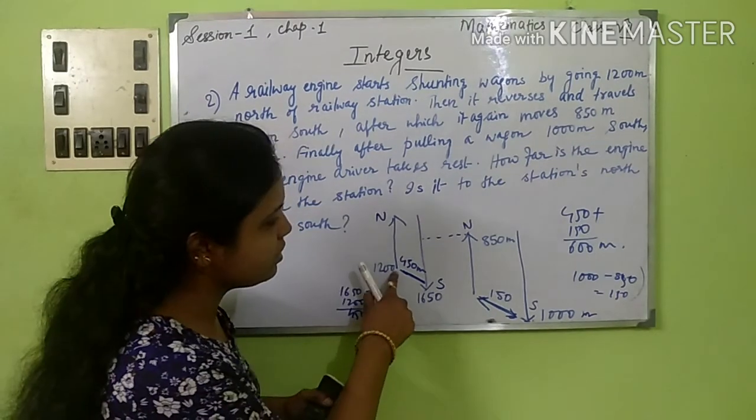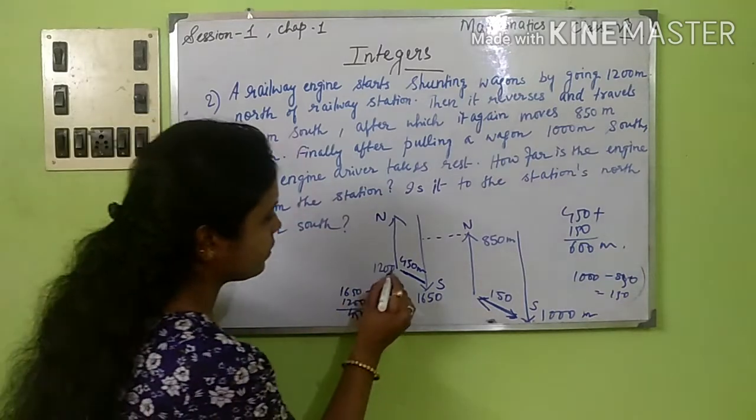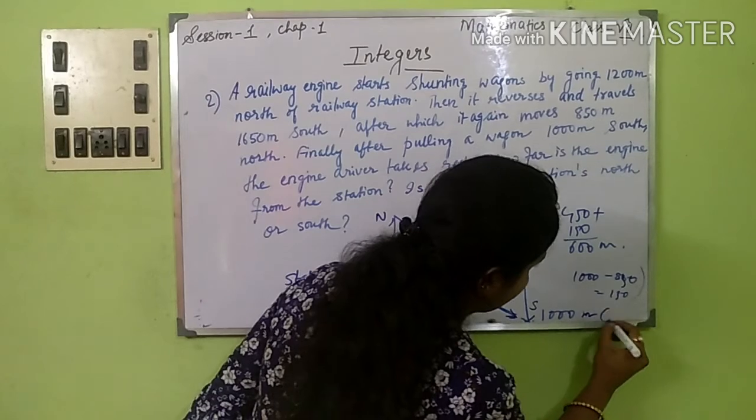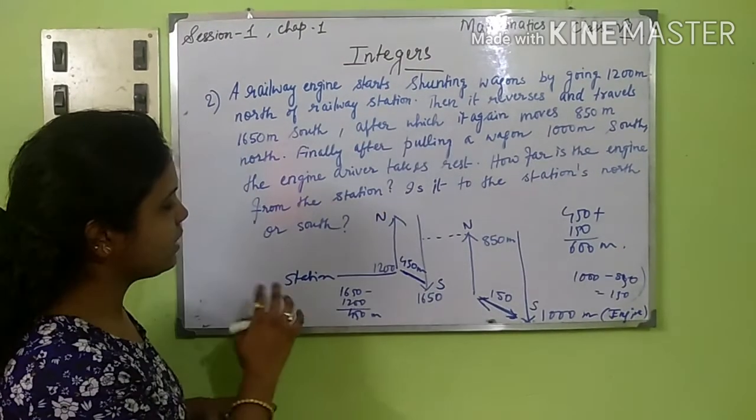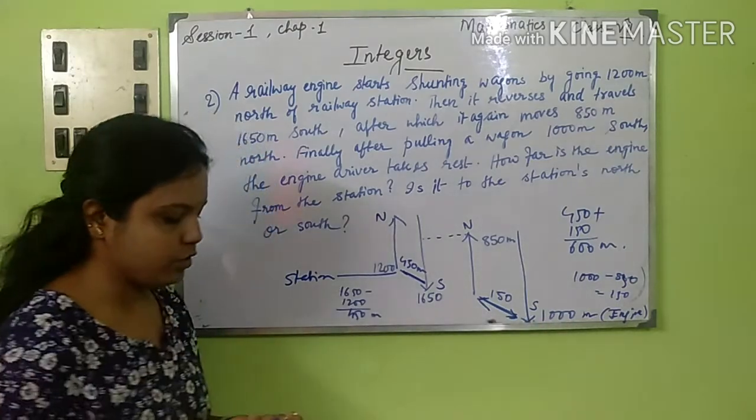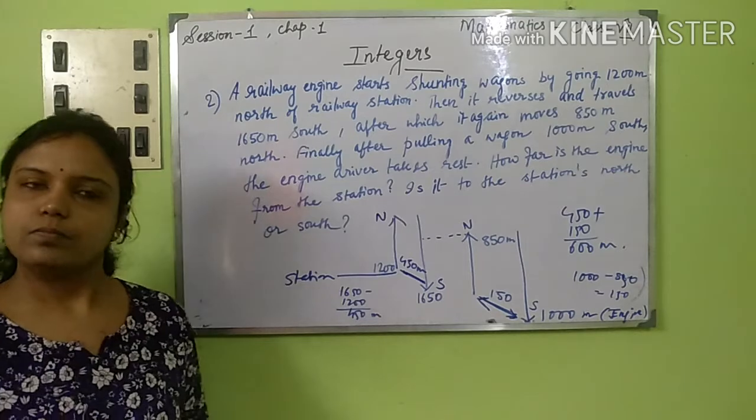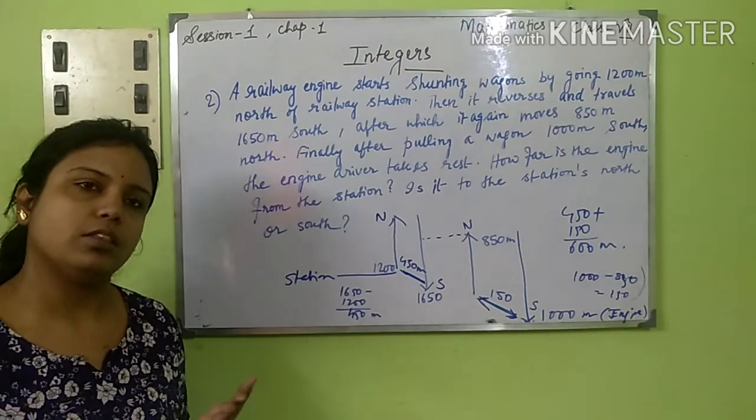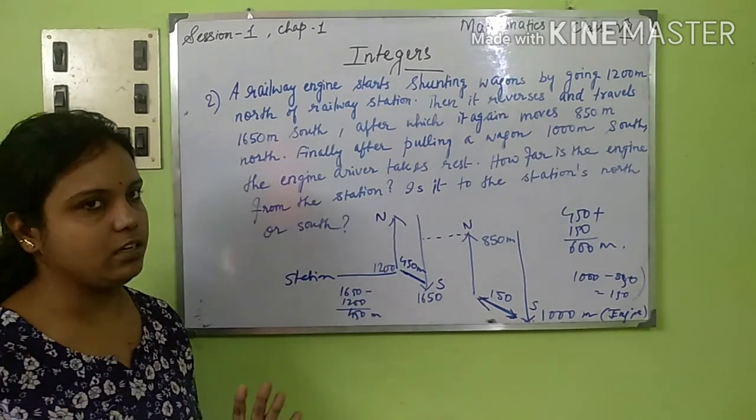Obviously if the station is here, the engine is this, so it is towards the south of the station. This is the station and this is the engine. So you can easily understand it is to the south of the station. So 600 meter south. This will be your answer. Now you can write the statements the way you want. I hope the idea is clear to you.